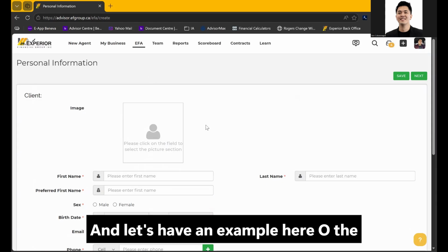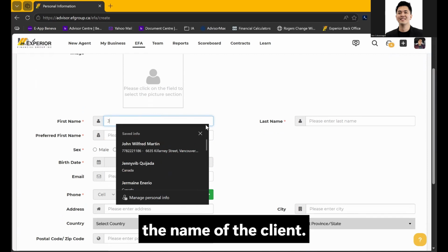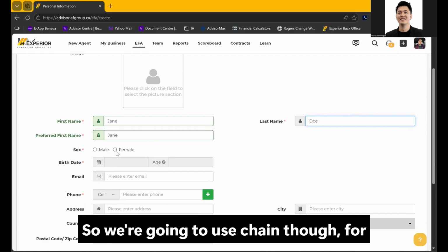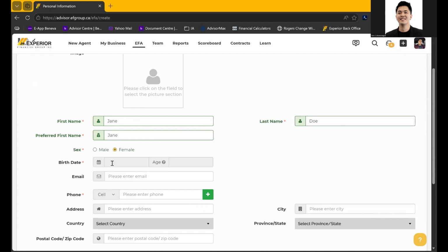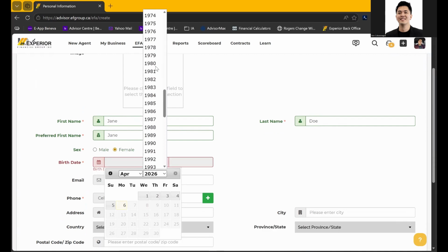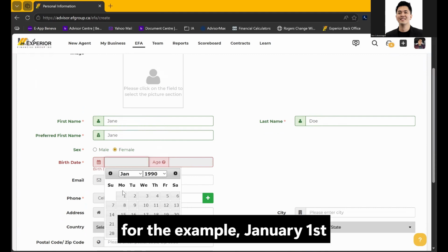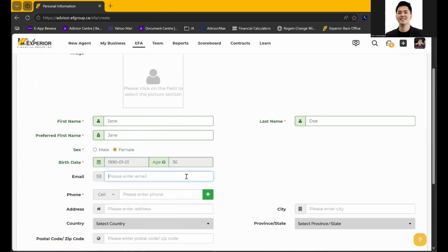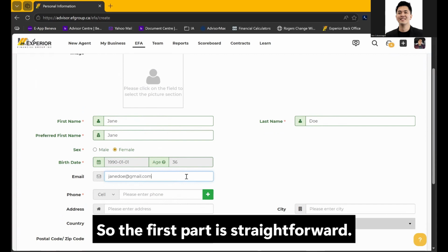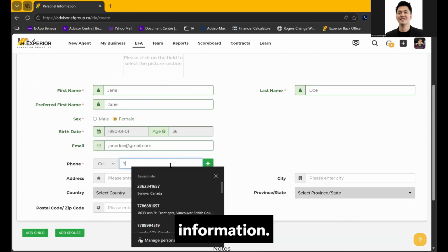And let's have an example here. So the first thing you need to do is to enter the name of the client. So we're going to use Jane Doe, for example, female. Let's make her birthday 1990, just for the example, January 1st. Perfect. Jane Doe at gmail.com. So the first part is straightforward. You just type in all the necessary information.